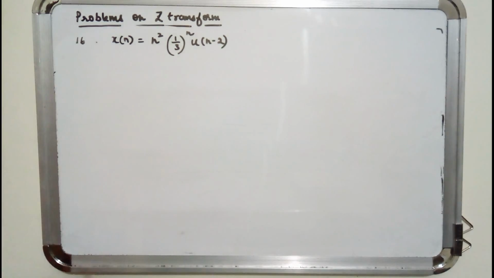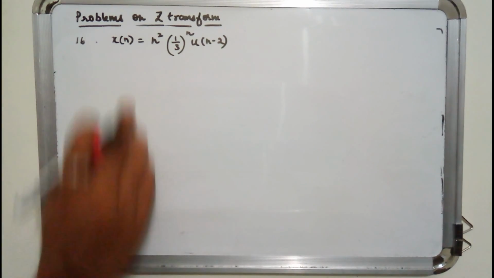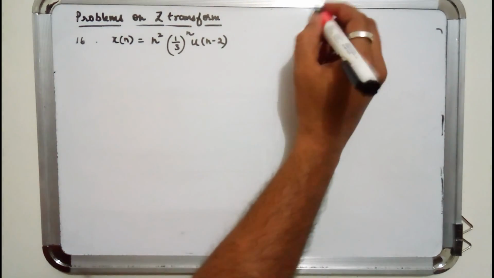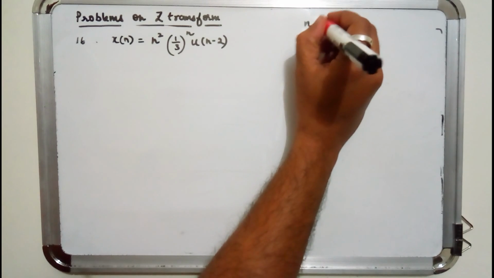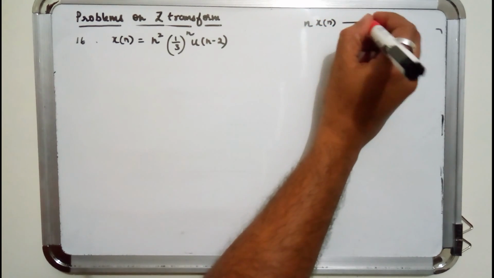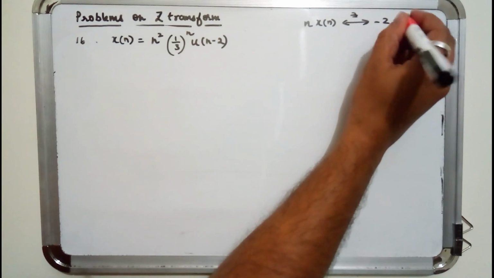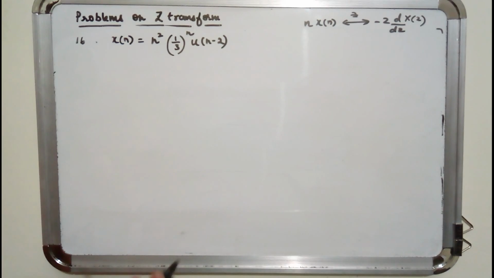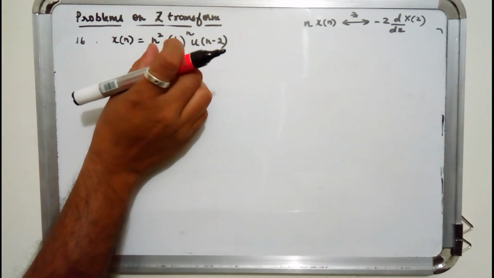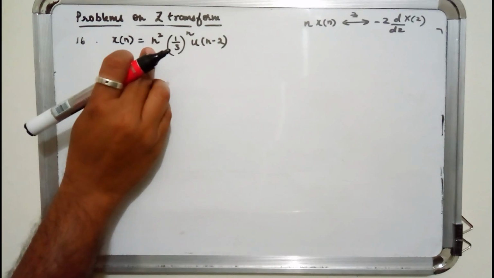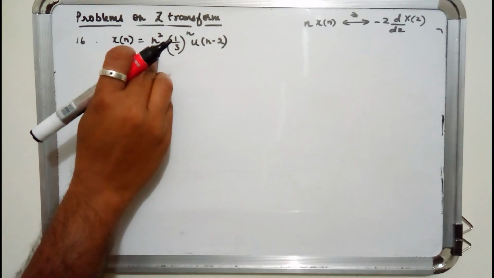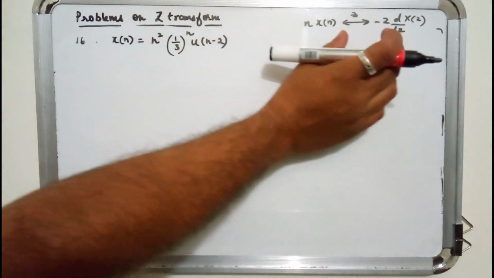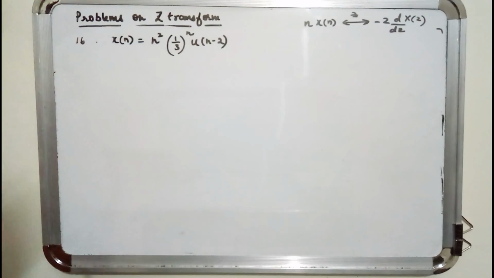Now this is one more tricky problem wherein you have n square into 1 by 3 power n u of n minus 2. Now we know that the Z transform of n into x of n is minus z into d by dz of x of z. So you have n into n, that means 2 times n, so that is why you have n square. That means I need to use this differentiation in z domain property twice on this.